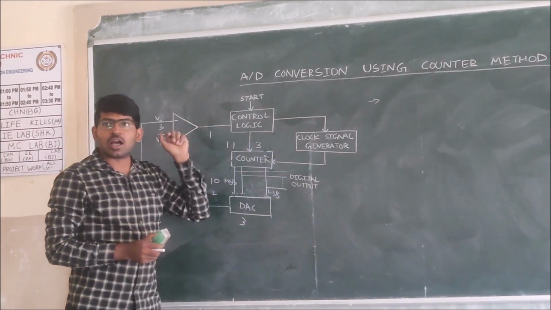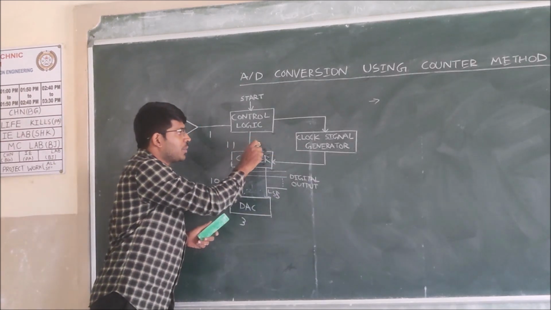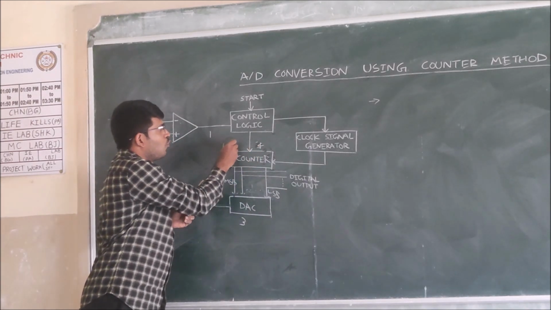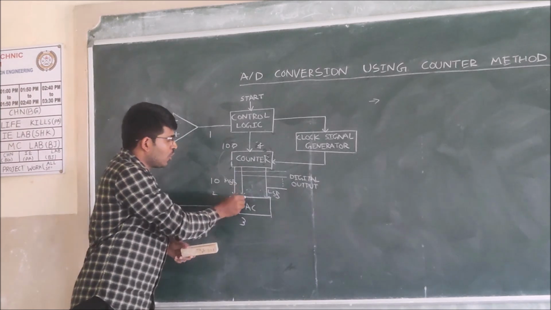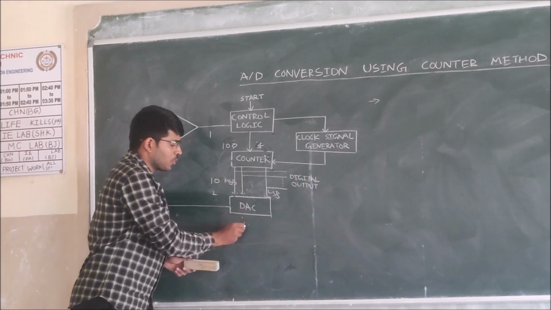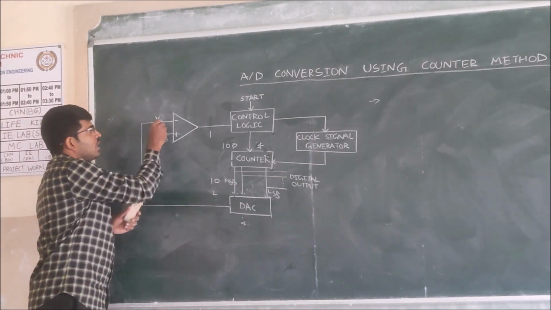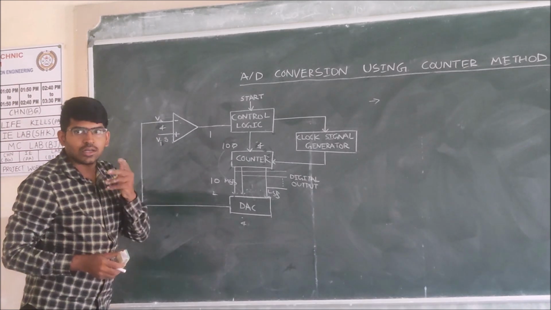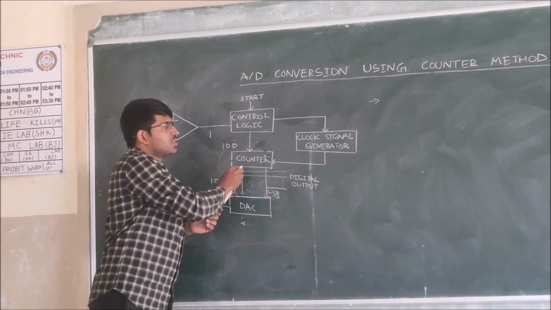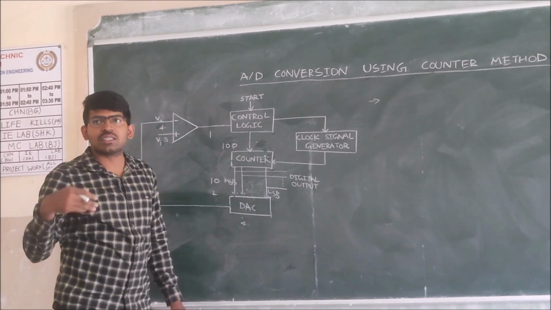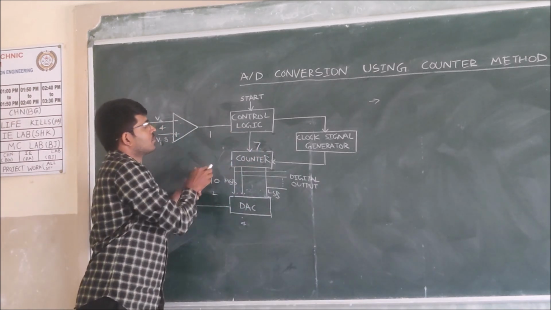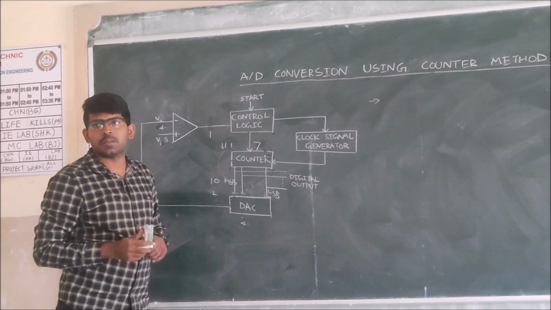Again it generates a clock pulse. Now its value increments to 4, because it is 1, 0, 0. Now we convert it to analog. Its value is 4. Again we check whether this 4 is greater than 8 or not. No. Again the clock pulse will be sent. Like that its value will be incremented to 5, 6, 7. Now its value is 7. 7 means 1, 1, 1.